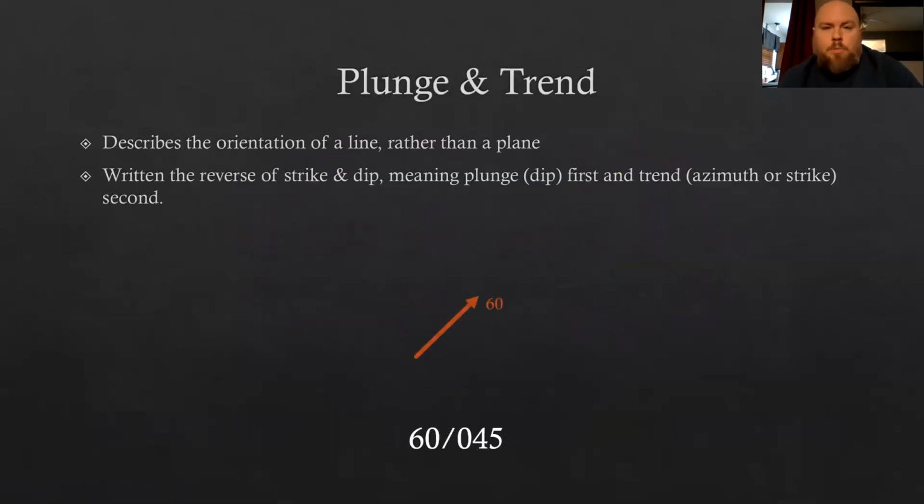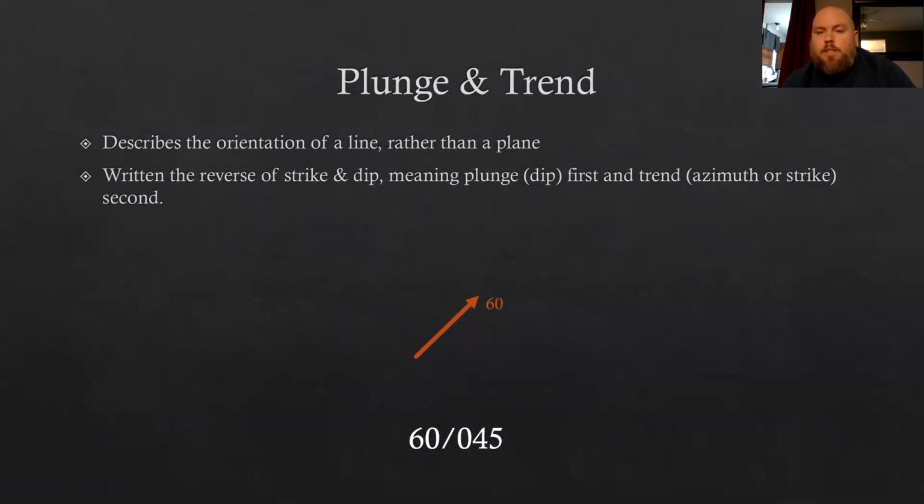Another thing we should talk about briefly is plunge and trend. This describes the orientation of a line, something linear rather than planar. Strike and dip describes a plane, and we see it on a stereonet as a line. And then there is plunge and trend, which describes the orientation of a line, which we see on the stereonet as a point. We write this the reverse of strike and dip, meaning that we write the plunge, which is equivalent to the dip, first, and then we write the trend, which is the azimuth or strike, second.